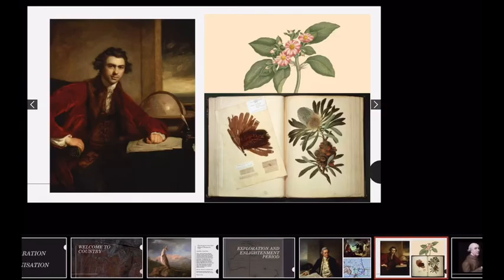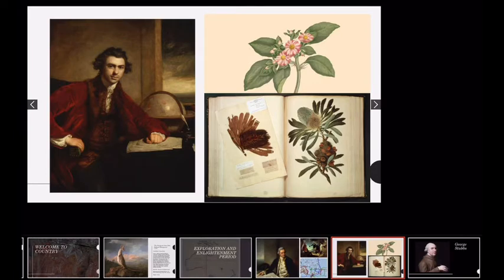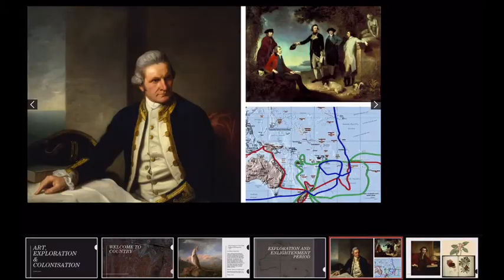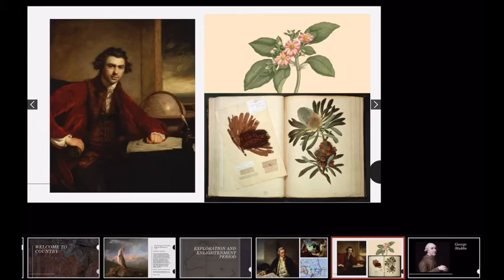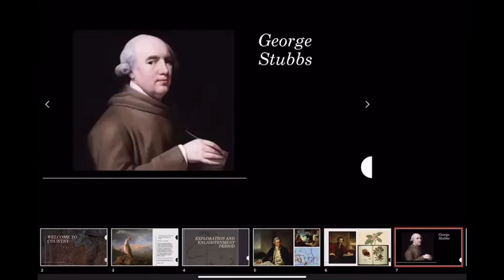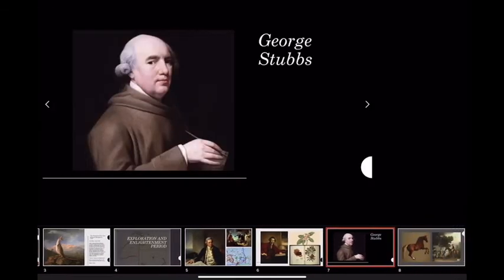So this is where naturalist Joseph Banks comes in. He created many sketches of these new discoveries. You can see him there on the left. And he actually commissioned George Stubbs to recreate some of the alien-like undiscovered animals of Australia. So as I said, Joseph Banks commissioned George Stubbs to create or recreate images of these new animals that he found.